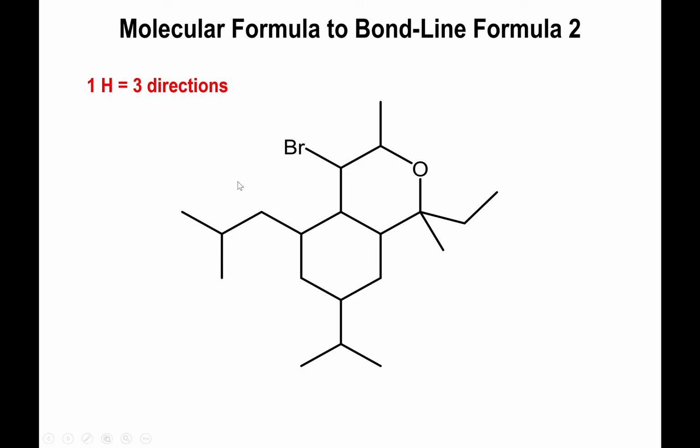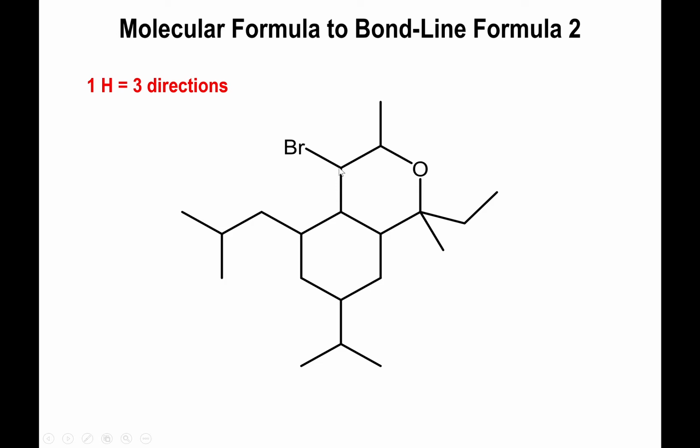Okay, so let's take a look. If we browse quickly through the molecule, we'll realize that the following carbons must contain a hydrogen. Now let me show you that again. The carbon over here has 3 directions already coming out of it, so you can only have a hydrogen left over.